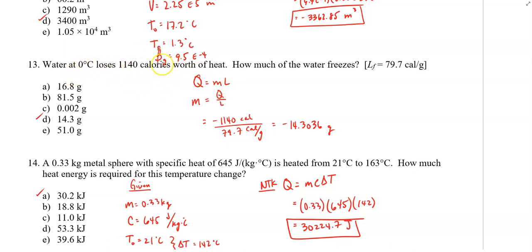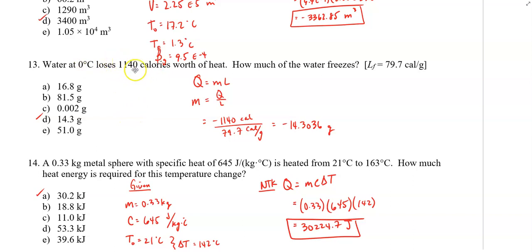So a couple things are working here. Number one, we have water at 0 degrees Celsius, so it's in that latent heat portion of its phase change. So it can be losing heat here. Heat would be the energy transferring out of the material, but the temperature of the material is not changing while the phase change is happening.